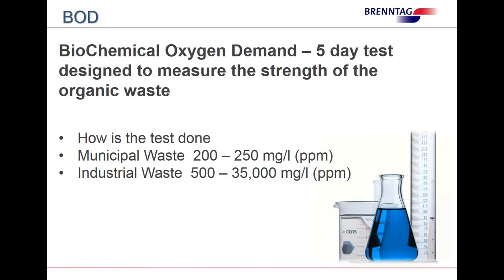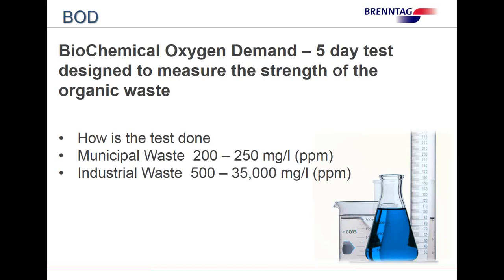Okay. Biochemical oxygen demand, a 5-day test designed to measure the strength of the organic waste. This was developed a long time ago. It started out as a 20-day test, believe it or not. But you basically put some dilution water with nutrients in it, and put a portion of your wastewater in, and you put it in an incubator at 68 degrees, and 5 days later, you measure how much oxygen is consumed. That's basically how the test is done. Very simple, very easy to do. There are some control parameters that people have to understand, but it just gives you a test of the strength of that wastewater.